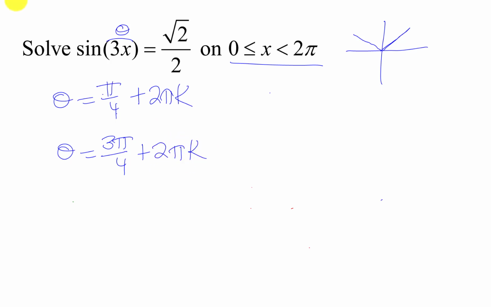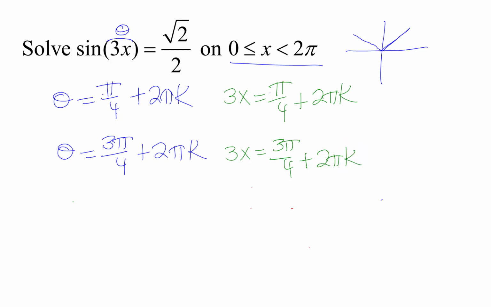And now we're going to put back in what theta equaled. It equaled 3x. So then that equals pi fourths plus 2 pi k. And 3x down here equals 3 pi fourths plus 2 pi k. Now to solve this for x, we would need to divide everything by 3. And that's going to make a 3 there and a 3 there. So that's going to be pi twelfths plus 2 pi thirds k. That would give us all solutions that would come from that first one.